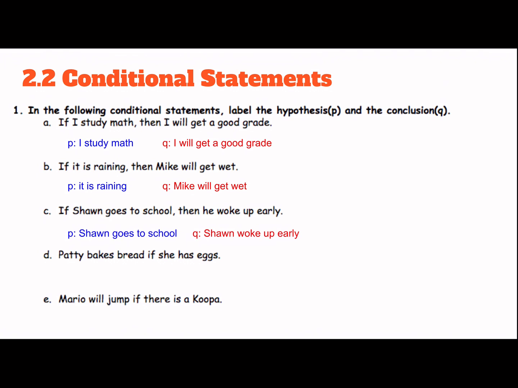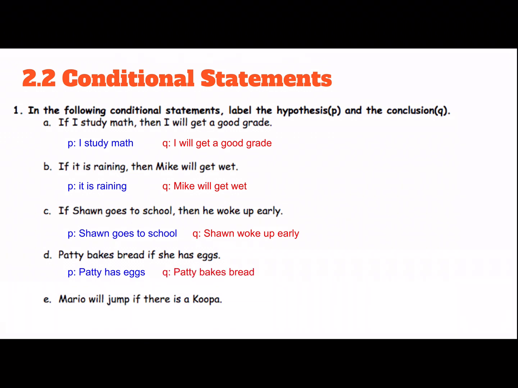And D and E are a little bit tougher. So Patty bakes bread if she has eggs. You know very well in the English language, sentence structure can vary, right? So it doesn't always have to be if blah, blah, blah, then blah, blah, blah, written out in words. You can change the sentence around. So if we turn sentence D into an if blah, blah, blah, then blah, blah, blah, it's going to turn into if she has eggs, then Patty's going to bake bread.